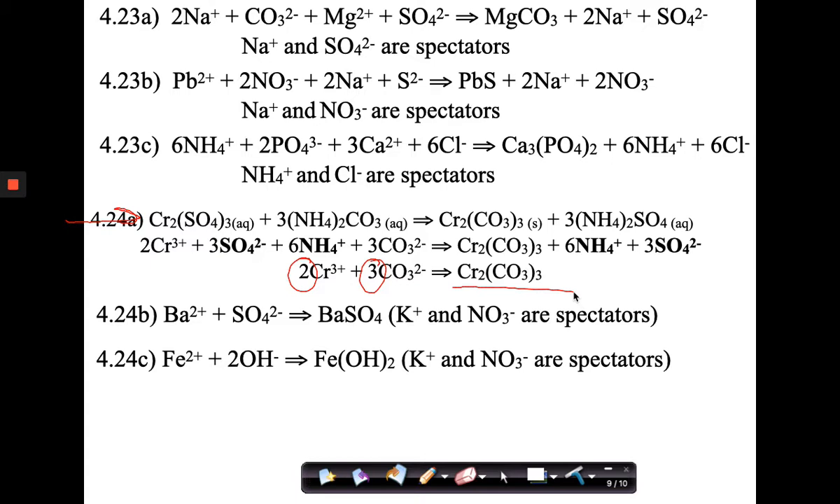Guys, on the test, I will ask you to write the complete molecular equation. I will ask you to get rid of spectators, and then I will ask you to write the net ionic equation. I want to see that thought process at this point, with the understanding that very quickly we're not going to need to do that, and we're just going to cut to the chase.